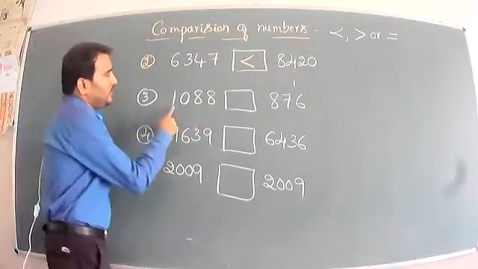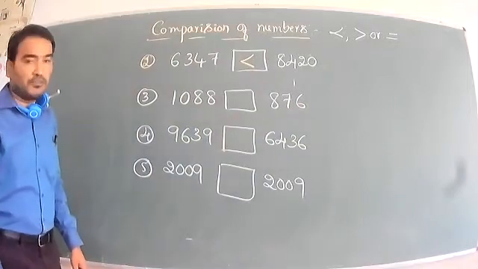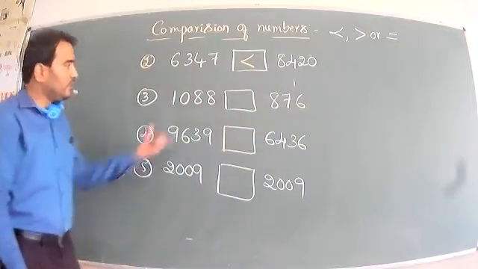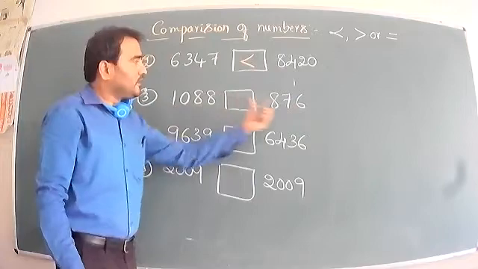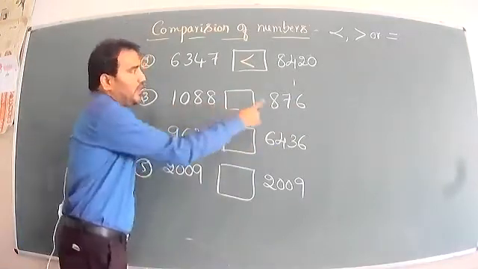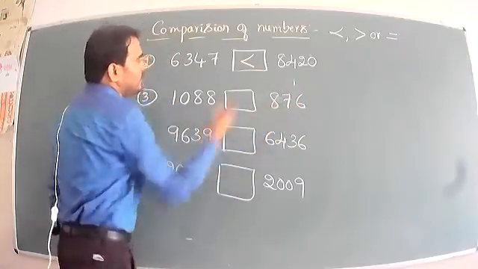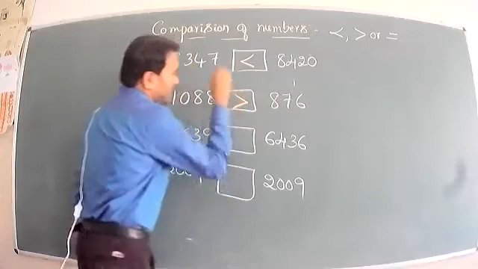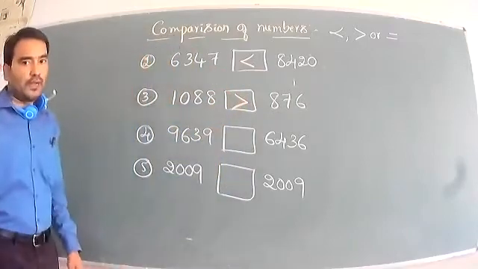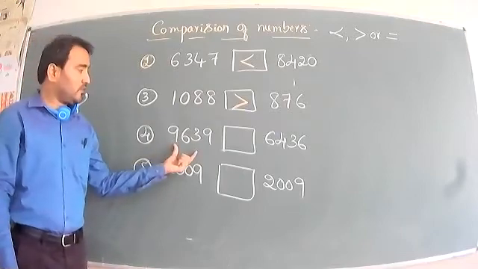Now the second one. Here a 4-digit number, here a 3-digit number. Which number is greater? The 4-digit number is greater, and the smaller is the 3-digit number. So 876 is the smaller, and on that side we show the arrow mark. Now go for the fourth one.